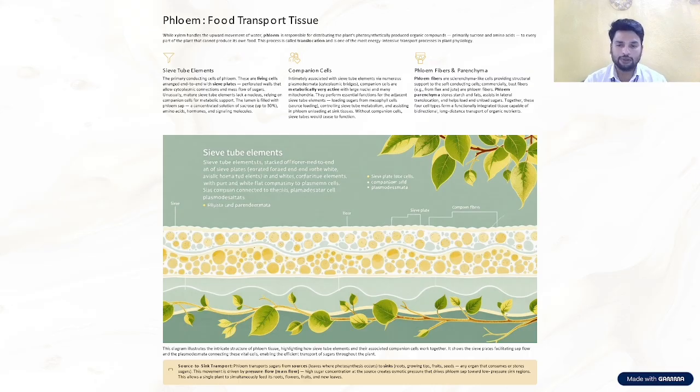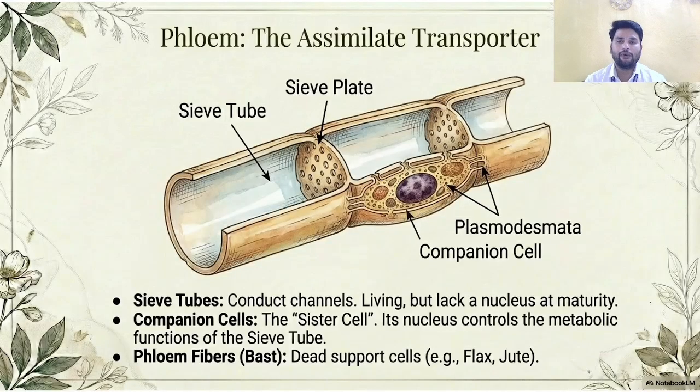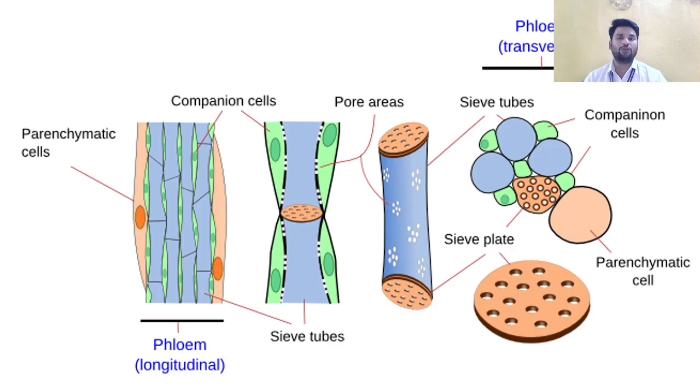Phloem, the assimilate transport. Actually, this is like a Zomato carrier. They transport food from where it is made and deliver it where food cannot be manufactured. The diagram itself represents a sieve tube, a conducting channel that is living but lacks the nucleus at maturity. A companion cell, also known as a sister cell, has a nucleus that controls the metabolic activity of the sieve tube. And the phloem fiber, also known as bast, consists of dead cells which support the phloem structure.